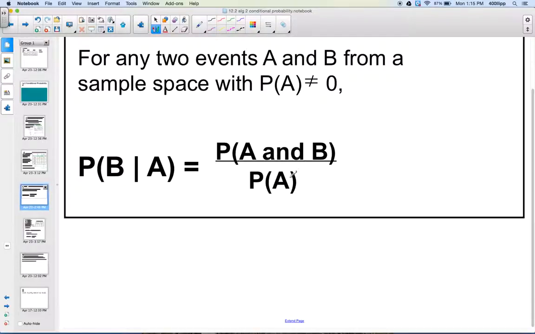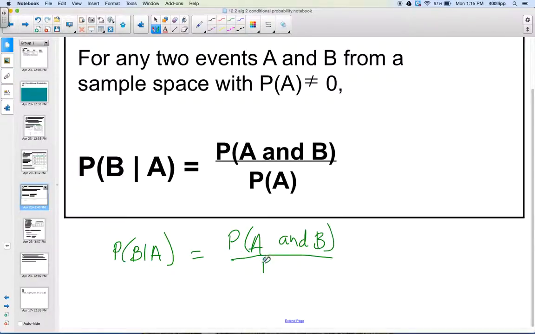Later on, we're going to have to use this formula and manipulate it a little bit, because now we will know that if we need to find, say, for example, the probability of A and B, we can do that by just manipulating this formula a little bit. So if I want to find the probability of A and B, let's say we know the probability of A, we know the probability of B given A, and we need to find the probability of A and B. So we can get that by itself.